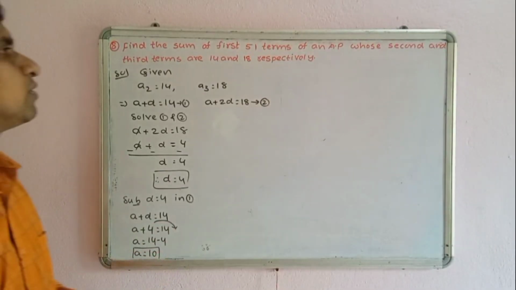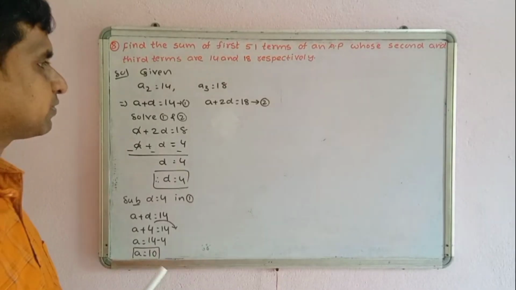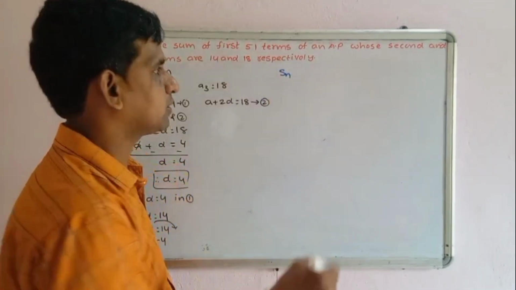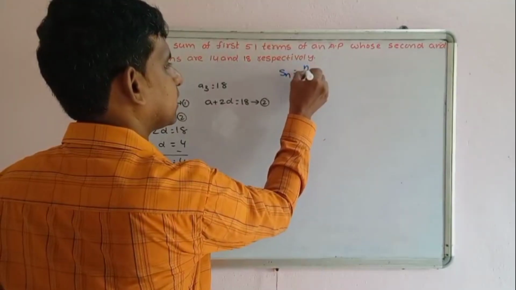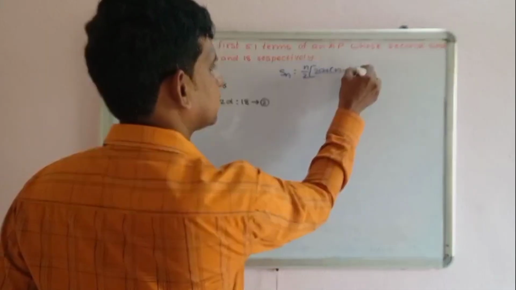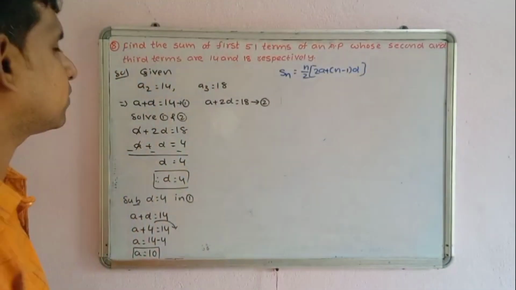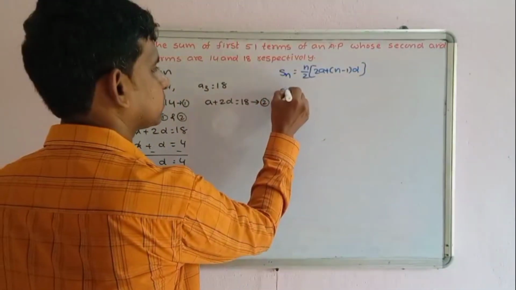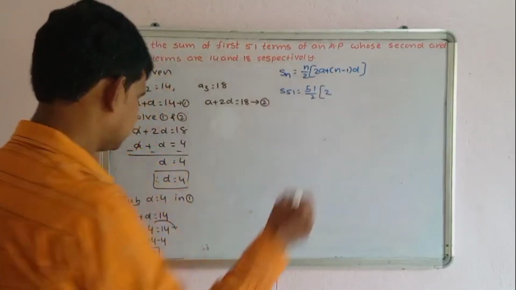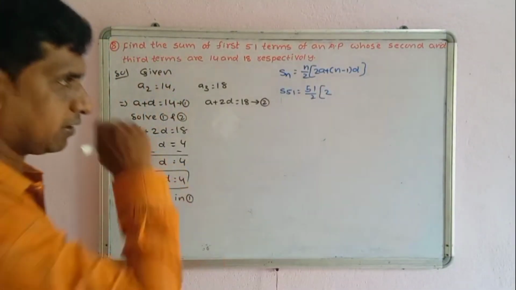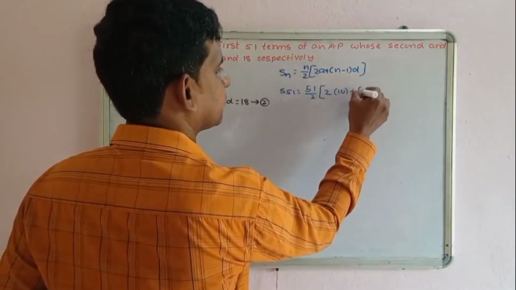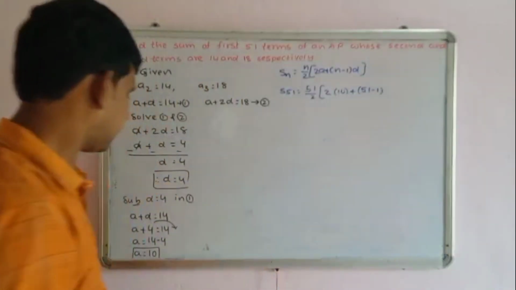Okay. Now we will find sum of first 51 terms, that means S51. What is Sn formula? Sn formula is n by 2 into 2a plus n minus 1 into d. Okay. Now S51. So 51 by 2 times 2, a value 10 plus n minus 1, 51 minus 1, d value 4.